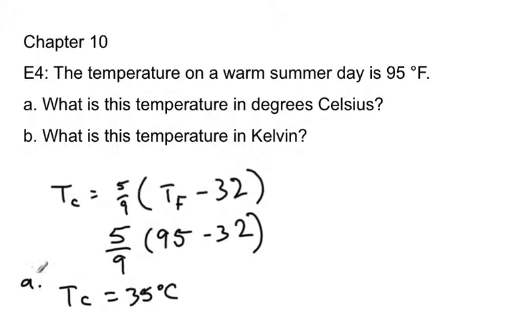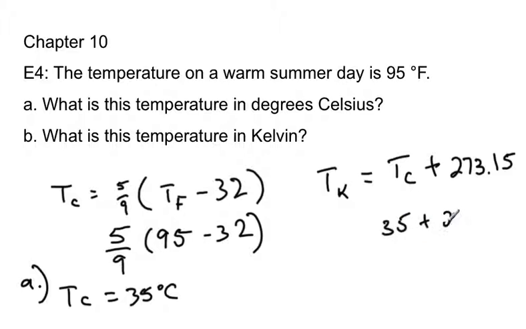Okay, so that's A. Now we need to do B. What is the temperature in Kelvin? Well, to get the temperature in Kelvin, you take the temperature in degrees Celsius and you just add 273.15. Your book might use just 273. Either way is fine with me. I just like to use 273.15 because that's closer to the truth. So take 35 and add 273.15 to it, and that's your temperature in Kelvin.